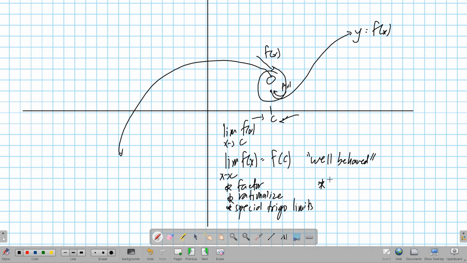Then we also look into what happens if there are infinite limits, with applications at vertical asymptotes, and limits at infinity, which would be applied at horizontal asymptotes.